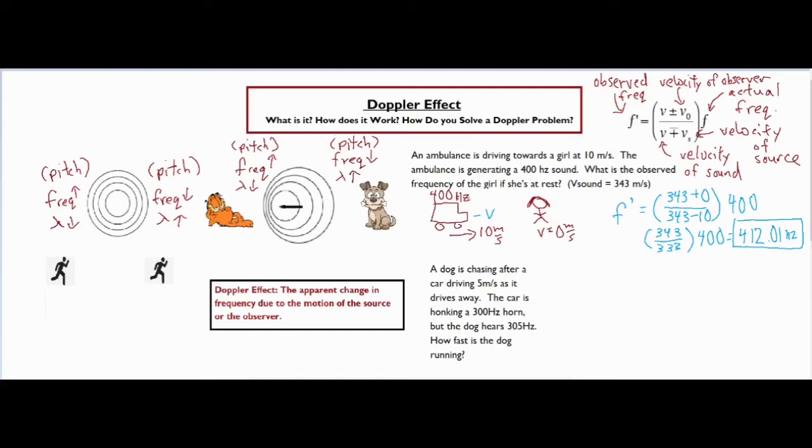Okay, now let's take a look at our second one. We have a dog that is chasing after a car driving at 5 meters per second as it drives away. The car is honking a 300 hertz horn, but the dog hears 305 hertz. How fast is the dog running? So this situation is a little bit more complicated. So let's go ahead and draw a picture and set everything up before we discuss the details of how we're going to plug in each of the numbers.